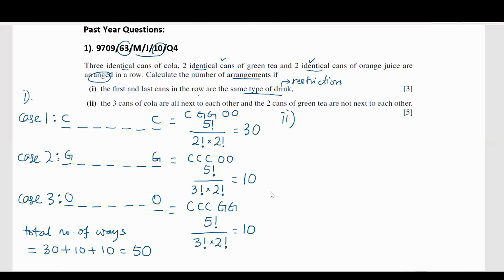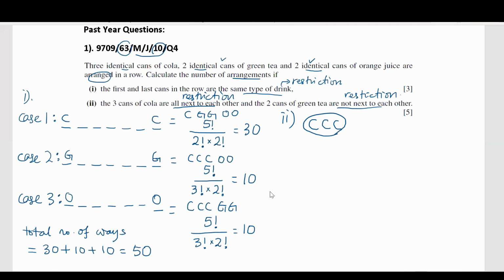The 3 cans of cola are all next to each other. Okay, this is the restriction. And the 2 cans of green tea are not next to each other. So this is the second restriction. In order to consider these restrictions, we will write down like this. The 3 cans of cola are next to each other, so we put the 3 cans of cola together and we circle it as we discussed in the previous lessons.